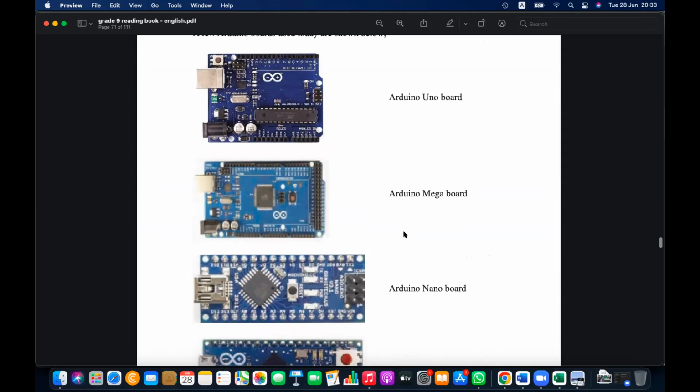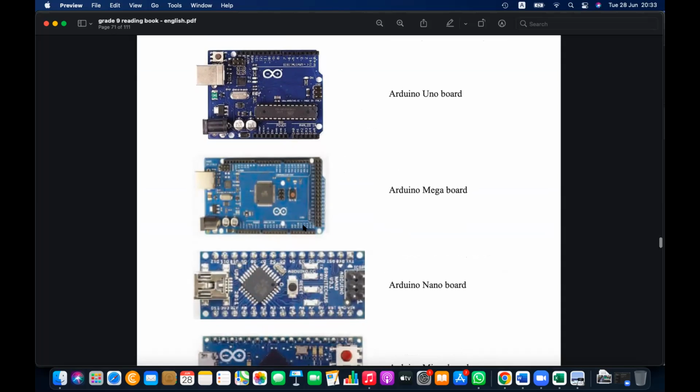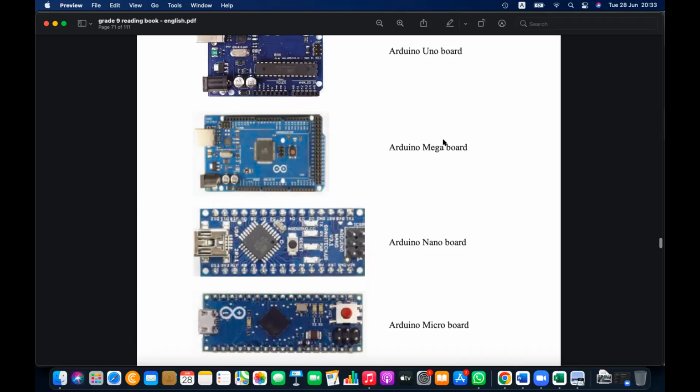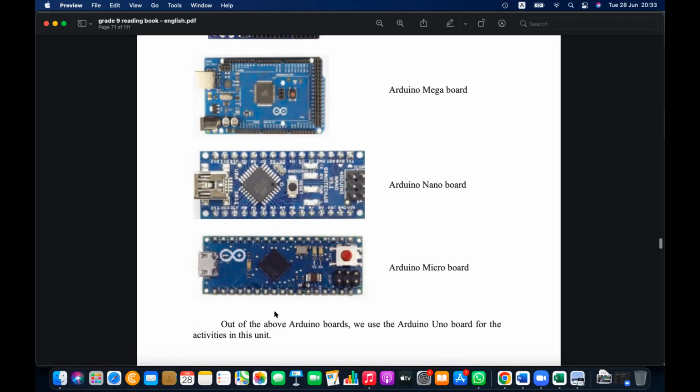And there are different versions of Arduino. Arduino Uno is the general one that we are using today. Arduino Mega is for big projects. It has more pins than Arduino Uno. Arduino Nano board is a small one. It has fewer pins and a less powerful processor. And then Arduino Micro has less interface, and it's less powerful than even the Arduino Nano. So this is used for very small projects.